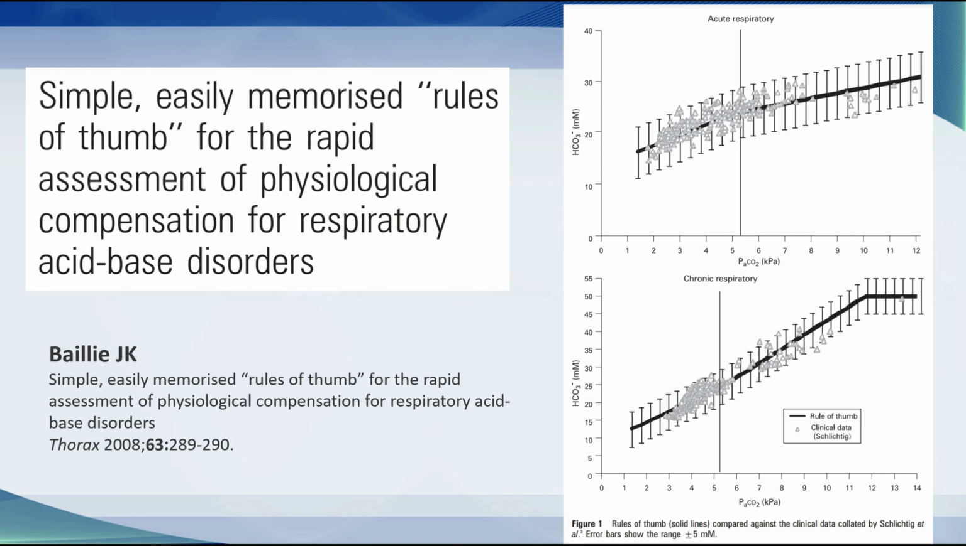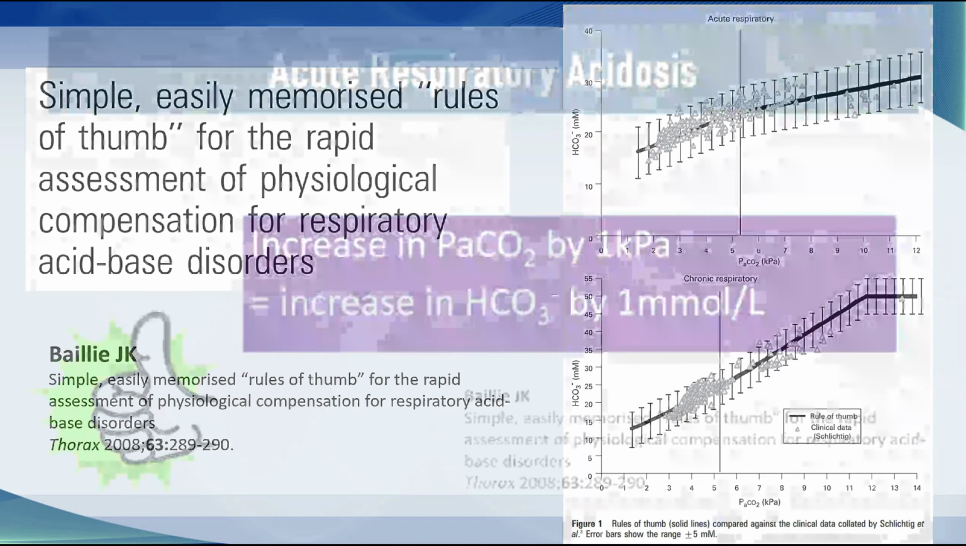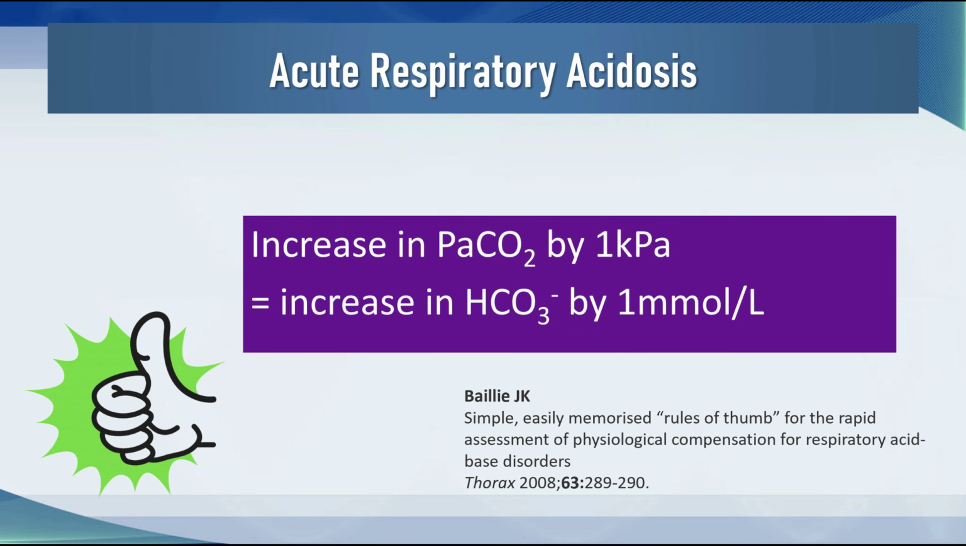However, I do think that the approach of acute respiratory acidosis works reasonably well, and the rule of thumb that I'm going to suggest is that an increase in the PaCO2 in acute respiratory acidosis of 1 kilopascal usually results in a rise in the bicarbonate of 1 millimole per litre.